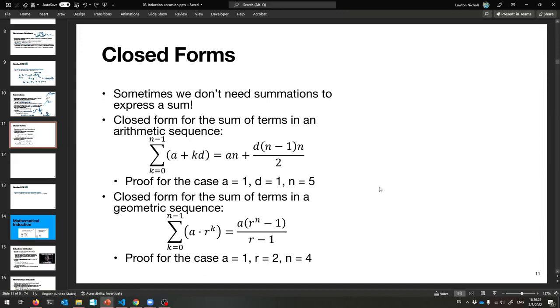Okay. The closed form for that, the final number that summation equals, is this: a times n, or a n plus d times n minus 1 times n over 2. That is totally a thing. Let me kind of prove this to you. Let me show you the case where a is 1, d is 1, and n is 5, just to get the point across in case you've never seen this kind of proof before. It's a fun one.